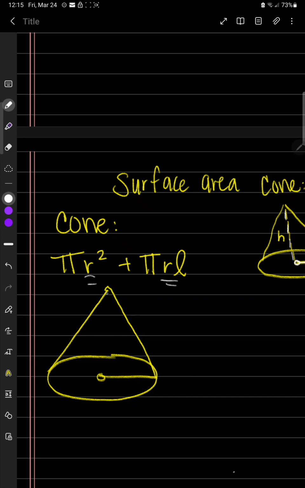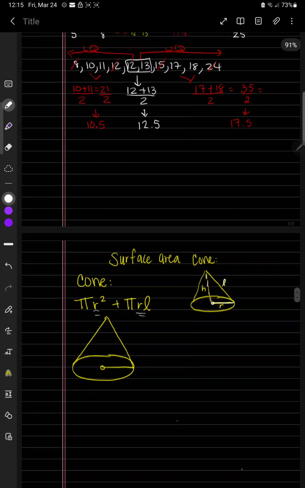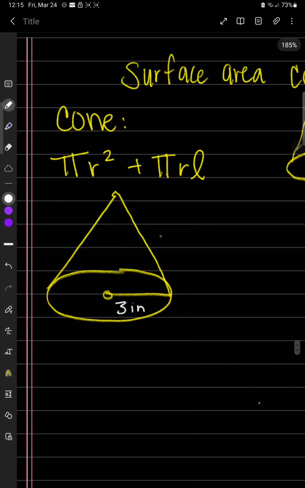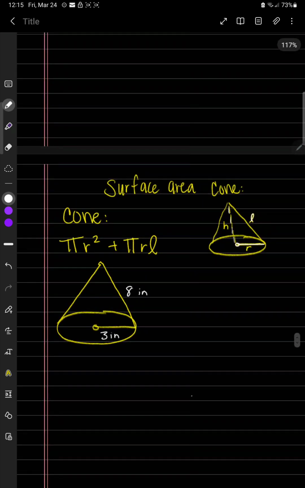But sometimes they're gonna give us this height and R, and we have to solve for L. So we'll do that part in a second. I'm gonna do the regular one when they give you R and L first. So if we have, let's say 3 inches as the radius and 8 inches as the slant height. So you're just gonna fill in your equation exactly how you see it for surface area.